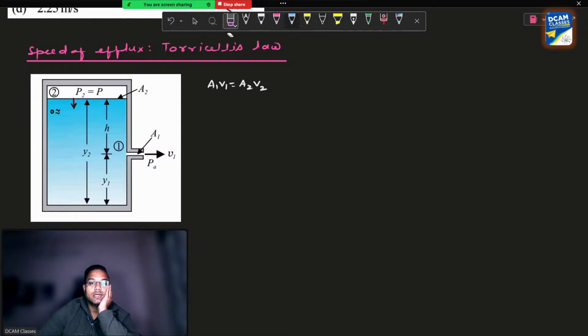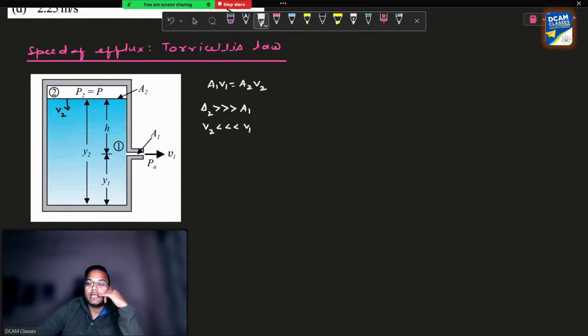So this should be v2 now. Because this area A2 is very large, very much greater than A1, obviously this v2 should be very small, very much less than v1. So we are not at all interested in finding v2. We are only concerned with finding the value of v1. But how do we find it?